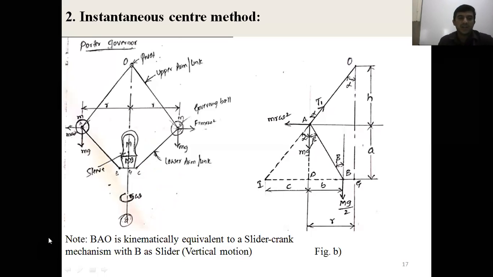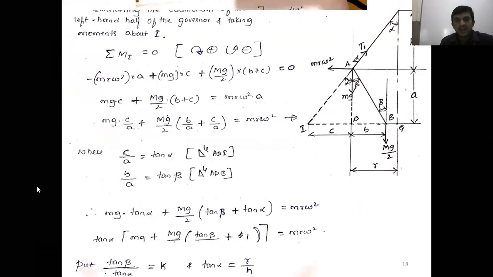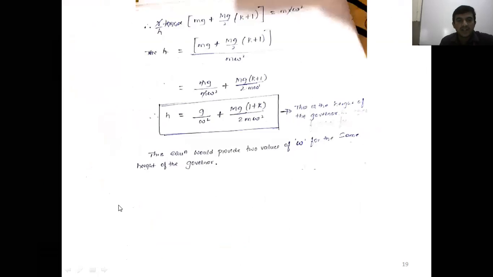Here we go to determine the height of the governor. How to determine? By the instantaneous center method. First you determine the instantaneous center for the link AB. Then we take moments about point I is equal to 0, meaning the vector sum of all the moments about an arbitrary point I is equal to 0. Take clockwise moments as positive and counterclockwise moments as negative. Then simplify it. Then finally we'll get this equation.